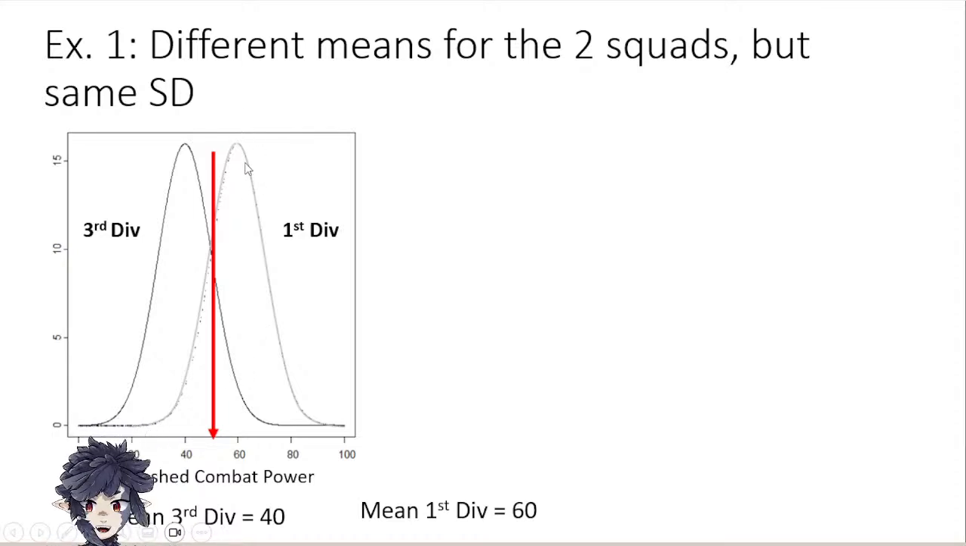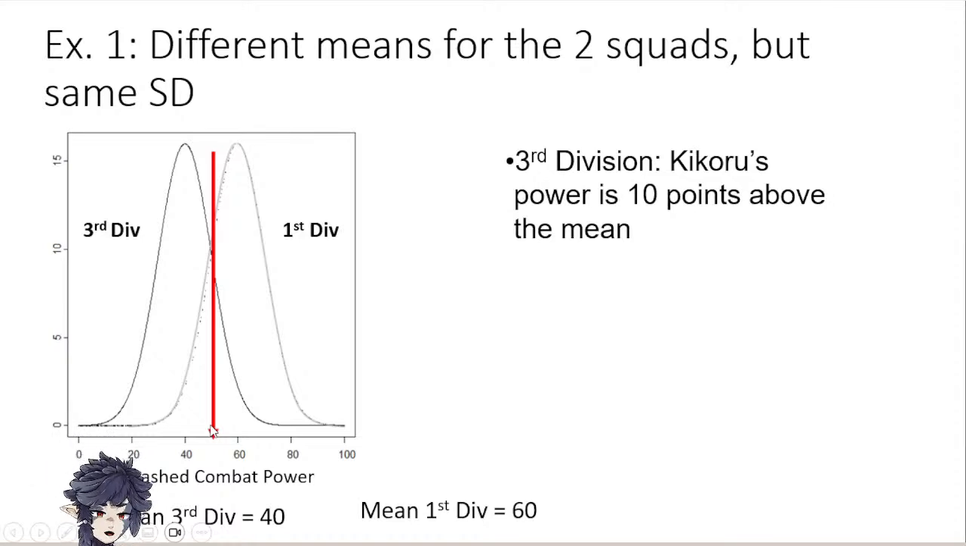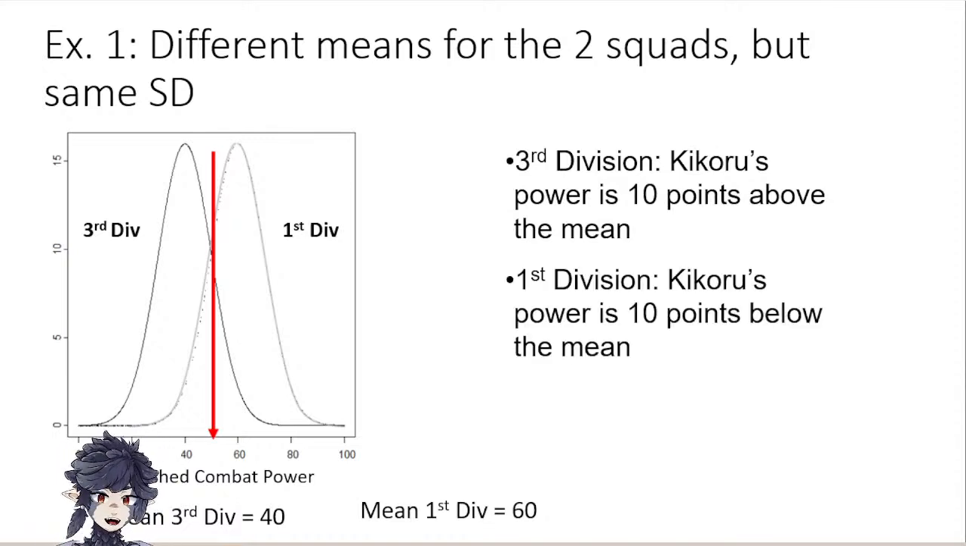So their mean combat power is 60%, some people are lower, some people are higher. But as you get further away from that average, the rarer it becomes. And remember, for this example, Kikoru is at 50%. So in the 3rd division, Kikoru's power, that 50% combat power, is 10 points above the mean. But in the 1st division, her power is 10 points below the mean. Her combat power has not changed, but the group that we're comparing her to has changed. So the same number, that same 50%, may make her look pretty powerful in one group, but not so powerful in another group because the people we're comparing her to have changed.